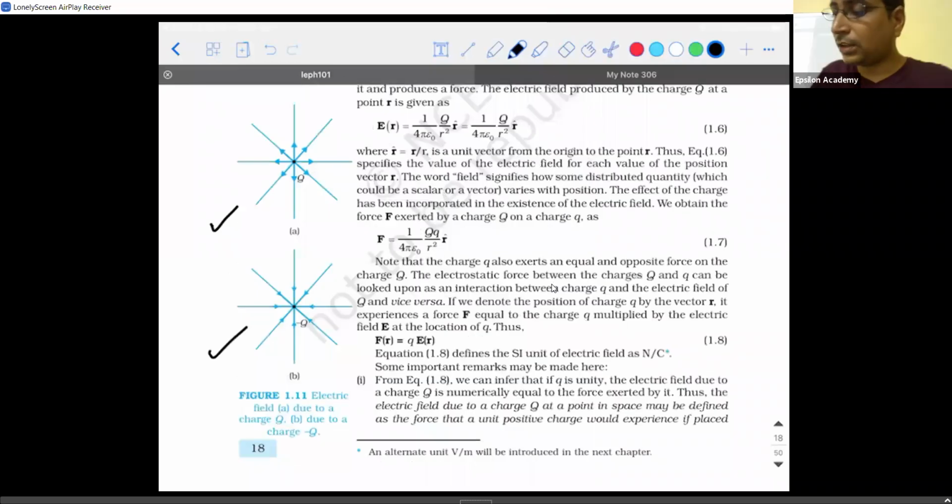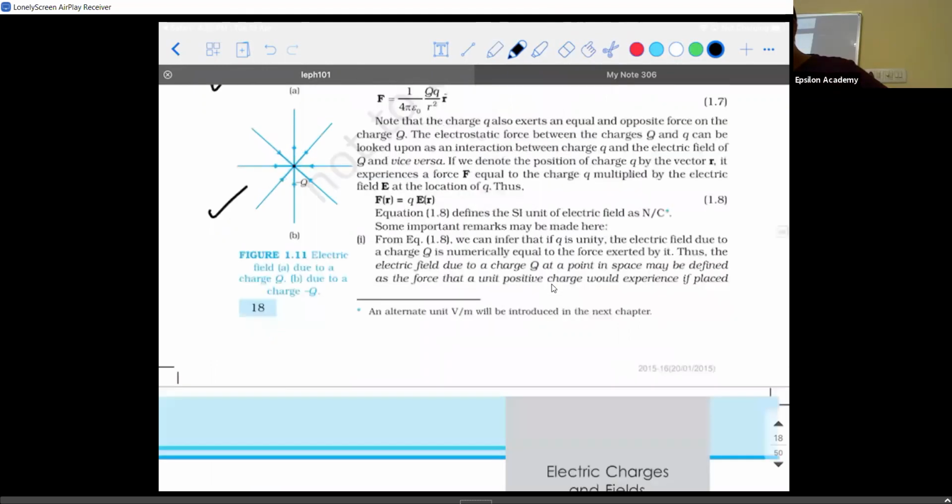So if you take a positive charge, the electric field is away from it. If you take a negative charge, it is towards it. So the electric field also gives you another piece of information. Electric field tells you the direction in which it can attract or repel a positive charge. That is another way to see it. I hope it's clear, guys.